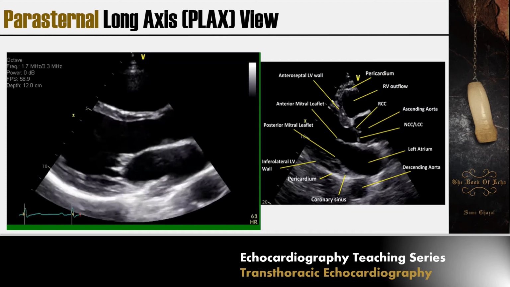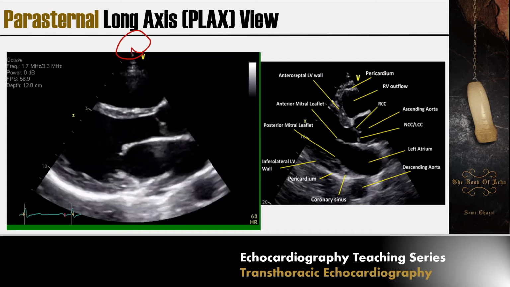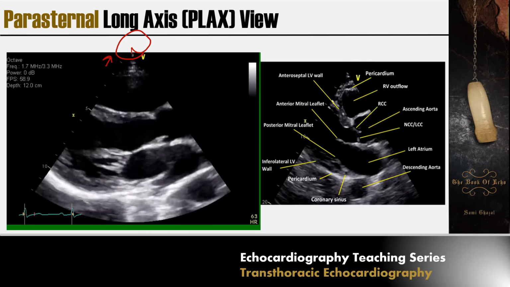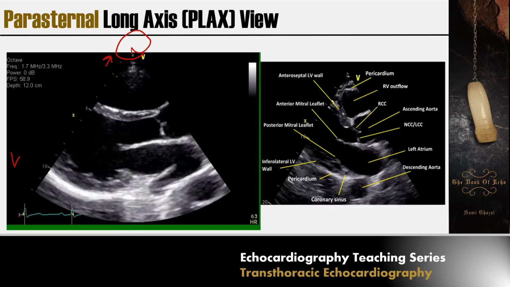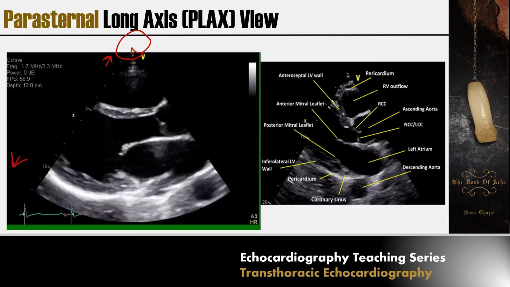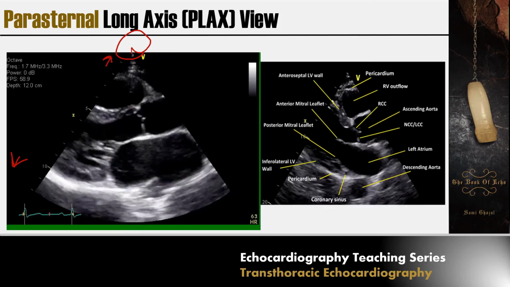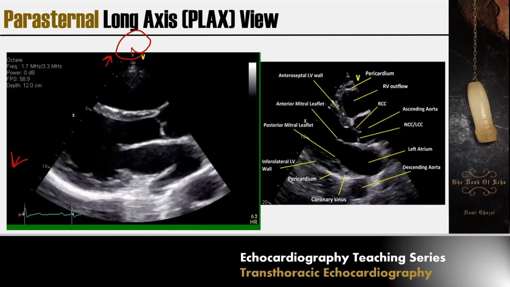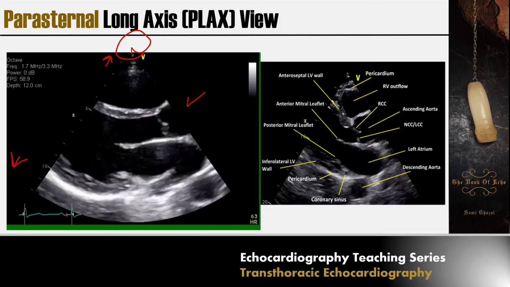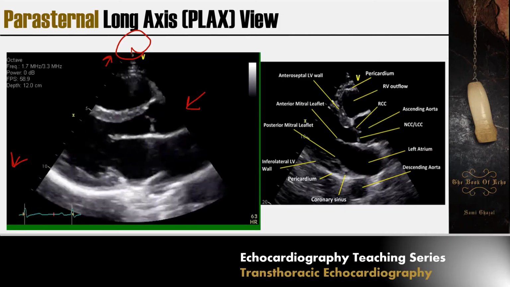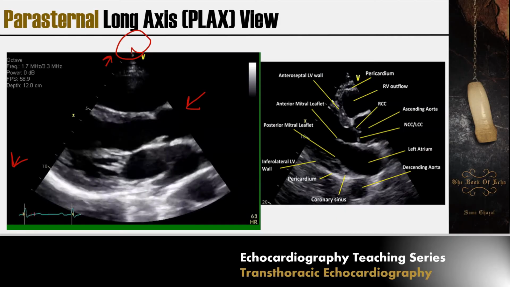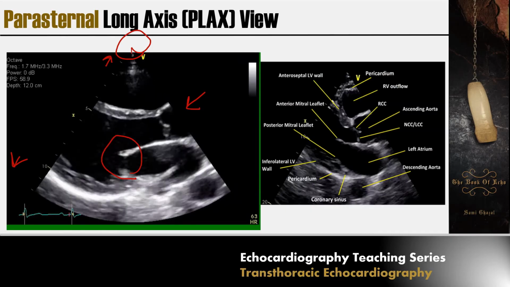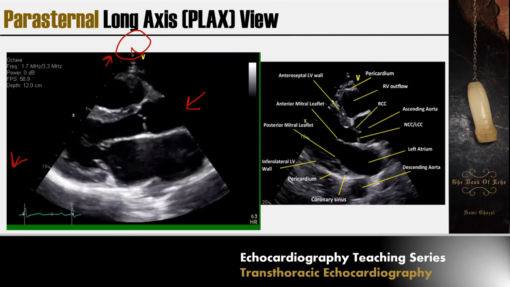So as we mentioned, the probe here is anterior. Anything closer to the probe is anterior. Anything away from the probe is posterior. To make sure that you get a perfect, proper long axis view, you have to see the aortic valve leaflets opening and closing. At the same time, you are seeing the mitral valve leaflets opening and closing at the same time in the same plane.